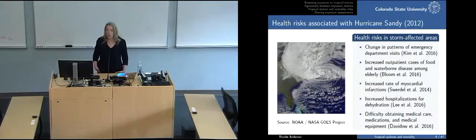We've seen some evidence from other specific storms that there might be risk to some of these common causes of death or other common health outcomes. A lot of it comes from Sandy. Sandy came through in 2012. It hit a very highly populated area, and a lot of studies have looked at the impacts of that on health. They found things like a changing pattern in emergency department visits, increases in food and waterborne diseases, especially among the elderly, increased rates of myocardial infarctions and hospitalizations for dehydration, and also generally a difficulty in continuing your standard of care for chronic conditions, things like getting medicine, refilling prescriptions, getting dialysis for people who need it, things along those lines.